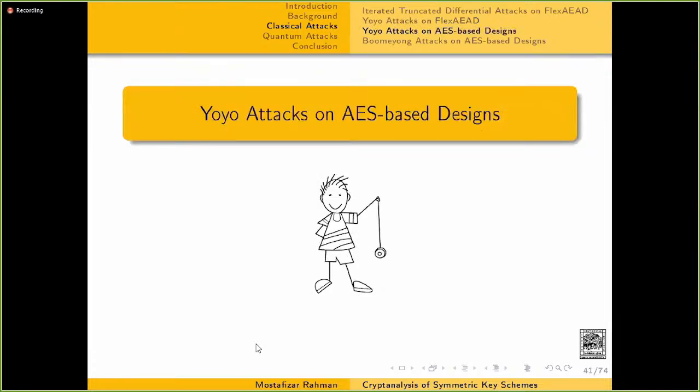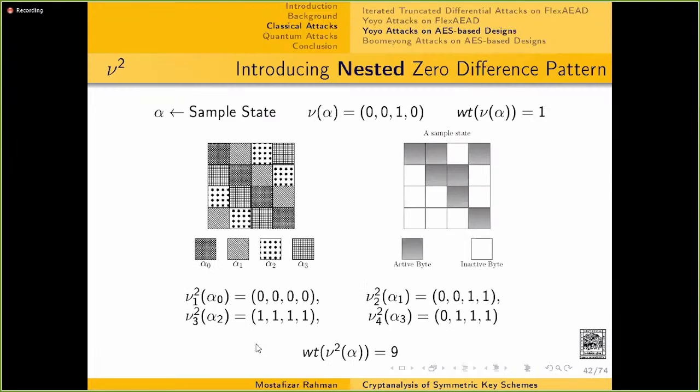Next are the UO attacks on AES-based designs. The attacks here are on the public permutations. First of all, we introduced a nested zero difference pattern. The zero difference pattern is there, and on top of that, we added the nested zero difference pattern. These are the AES words, each diagonal here. In the nested zero difference pattern, we are not only looking at the words, we are also looking inside the words.